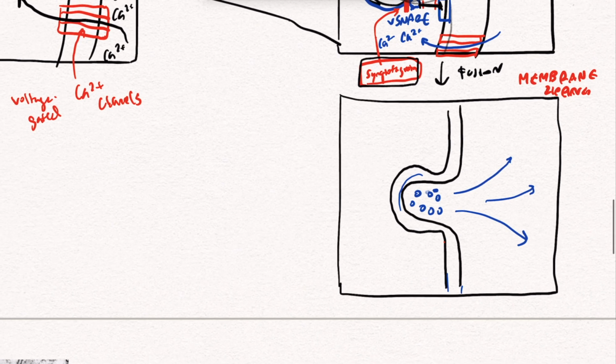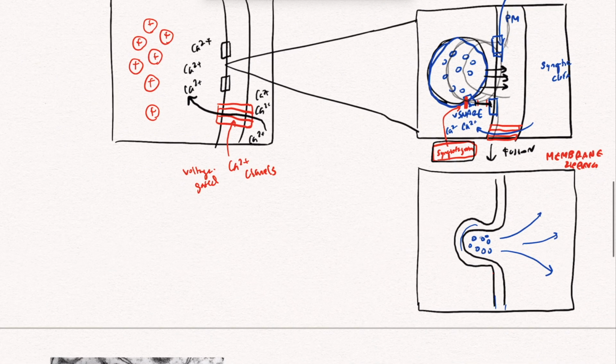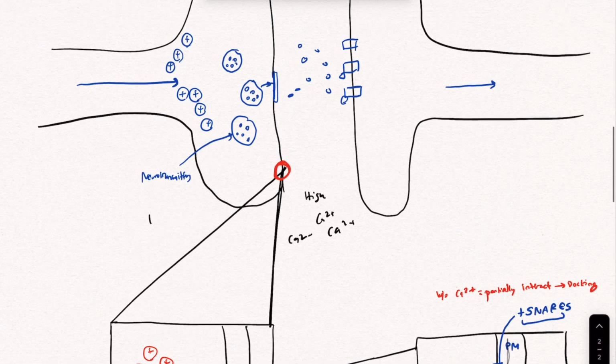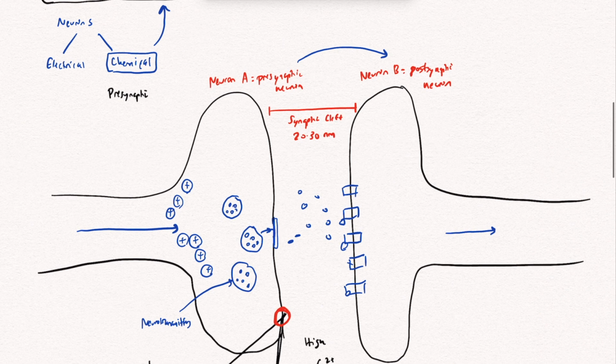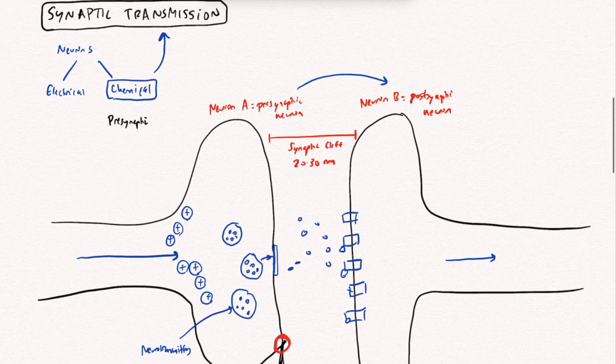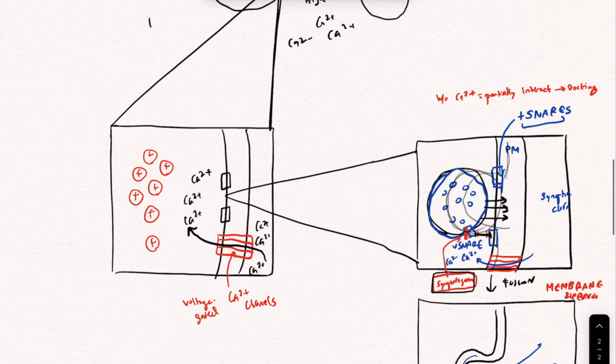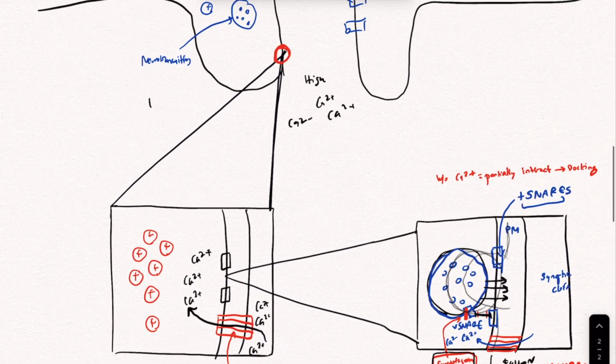And once these neurotransmitters are released into the synaptic cleft, they can then bind to the receptors on the postsynaptic side. So this process actually happens at an extremely fast rate, which is about, I think, 0.5 to 1 millisecond. So you can imagine all these things need to be primed and ready to go so that your neurons can communicate with each other.